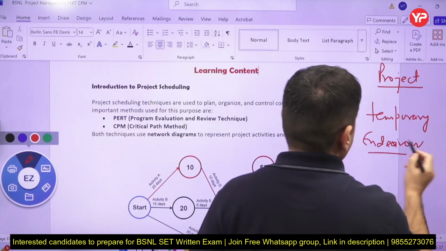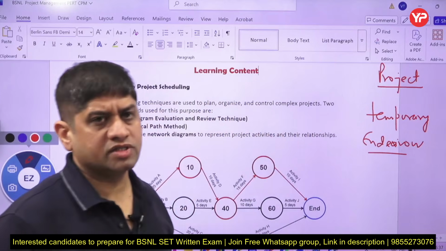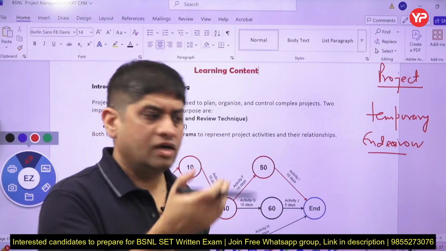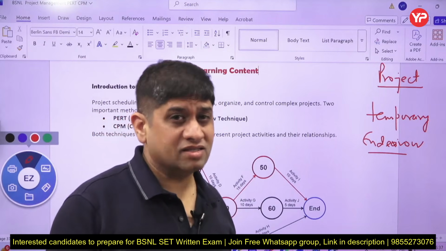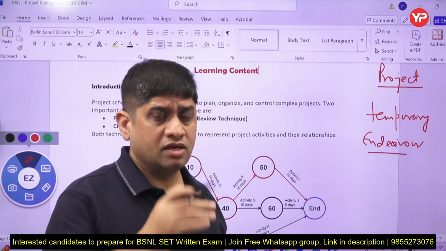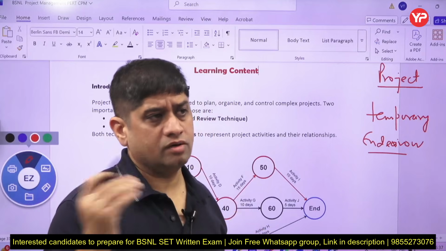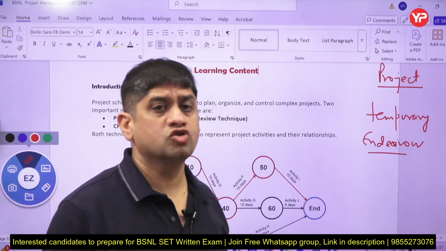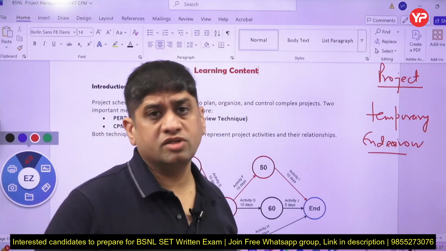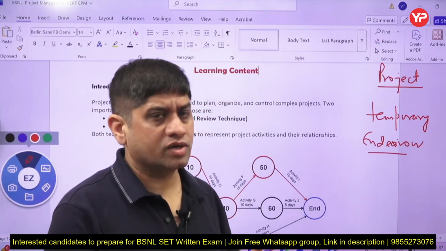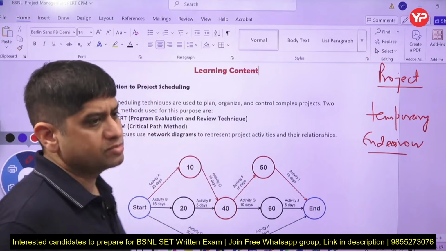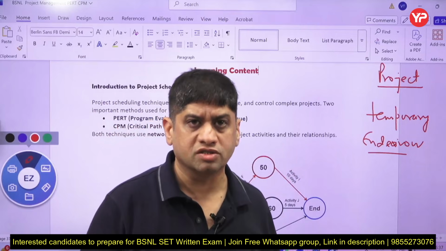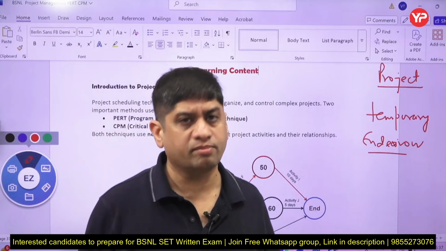Endeavor means some venture from our side, some initiative from our side. So it is a temporary endeavor having a starting line, finish line, simultaneous activities, a group of activities, some objectives. The project activities consume resources, money, time. So that is what the project is. When we talk about project management, it is like managing all these resources and completing this entire project.